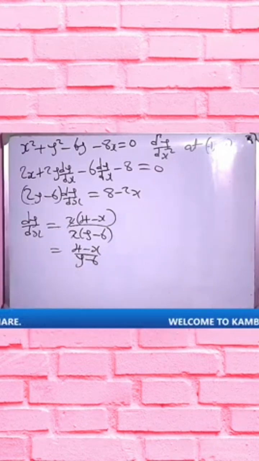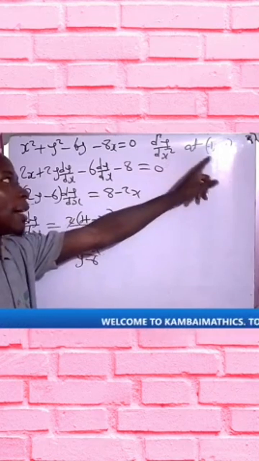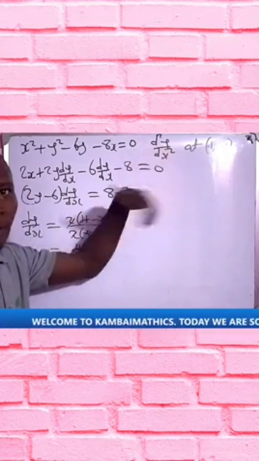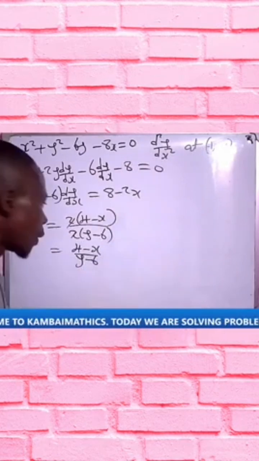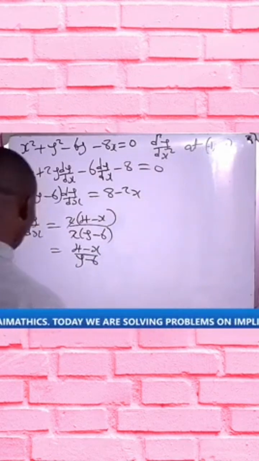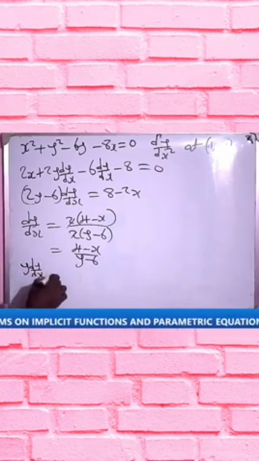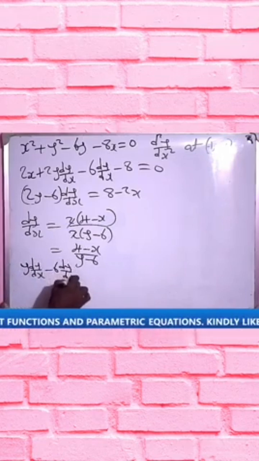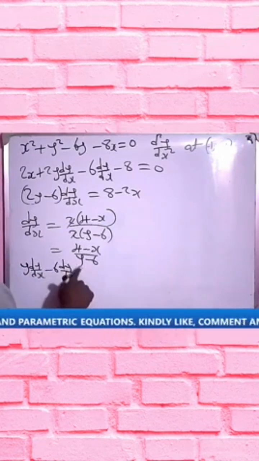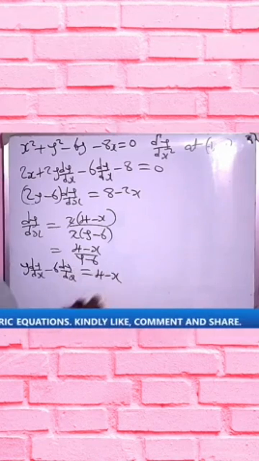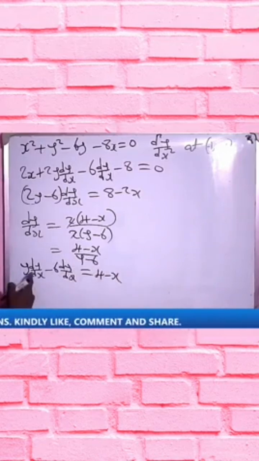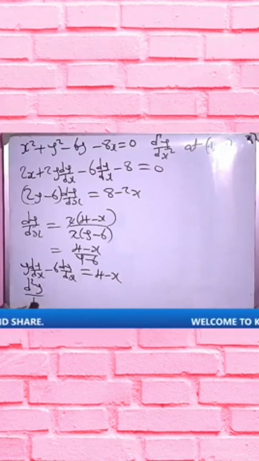So remember that the question asks us to find the gradient at this point, but this will be what? This is the second derivative of this one. We need to take the second derivative of this one. So to take the second derivative of this one, what will happen is this. I will have this to be y dy over dx minus 6 dy over dx, and then we'll have the next one equals to 4 minus x. So by implication, when I differentiate this one, it will give me d square y all over dx, yes, dx.